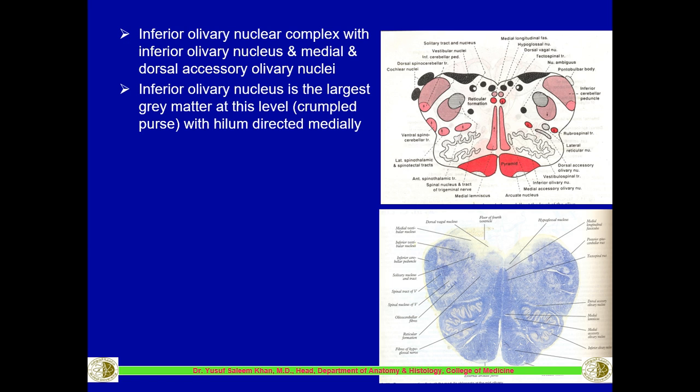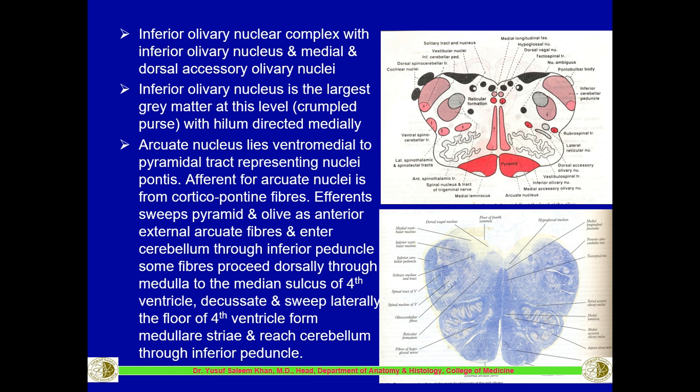So the inferior olivary nucleus is the largest gray matter at this level. This looks like a crumpled purse. This is the actual section, and here you can appreciate the presence of the inferior olivary nucleus. This is the section taken, and this forms the floor of the fourth ventricle.